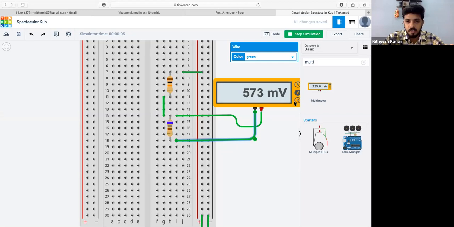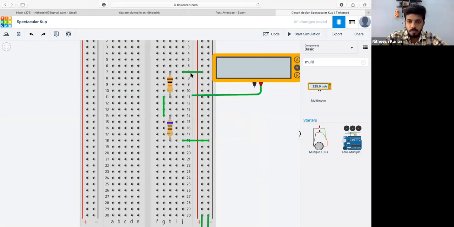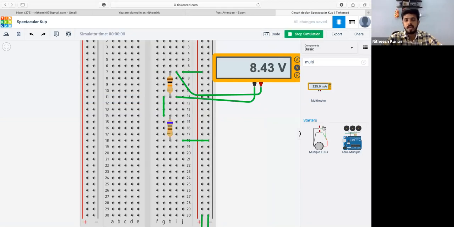Sumant, you also got the right answer. The voltage across 10 kilo ohm. Let me check that. Positive terminal should be connected to the top of 10 kilo ohm and negative terminal to the bottom of 10 kilo ohm. So this will give you the voltage across 10 kilo ohm. You can see that it is 8.43. So as per the calculation, the voltage across 10 kilo ohm as well as 680 ohms are right.